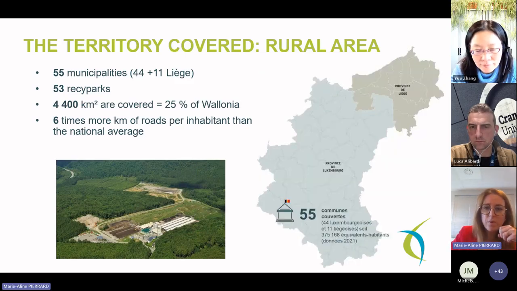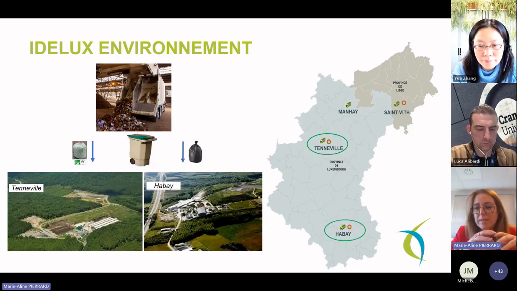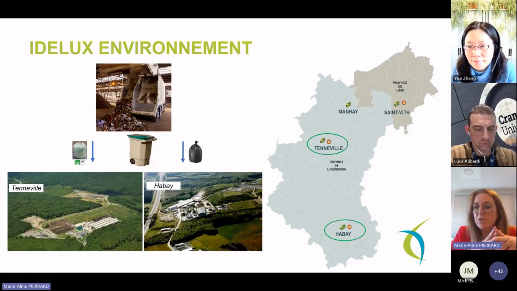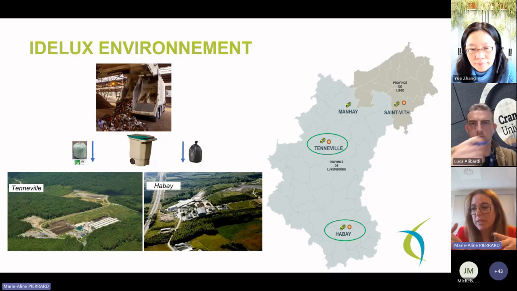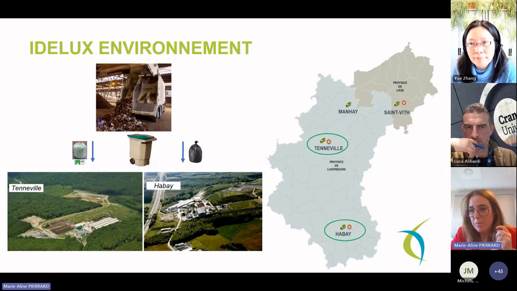Saying that, we have 2 different plants, and these 2 plants are specifically designed to treat a specific kind of waste. We have a plant located in Abbé, really in the south near the country of Luxembourg, that treats the residual waste. And then we have another plant, the one that is of interest today, Tinville, which is designed to treat the organic waste. And that's where we have our anaerobic digestion plant.